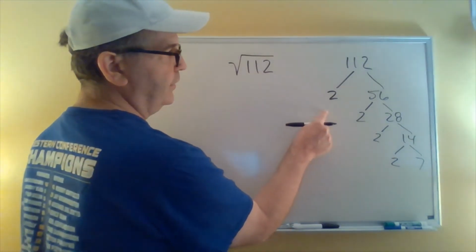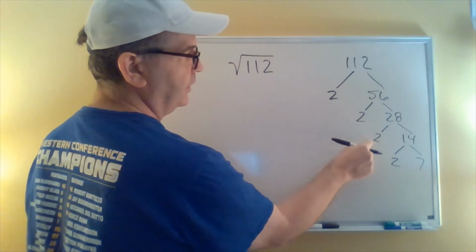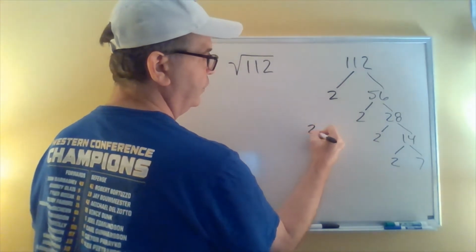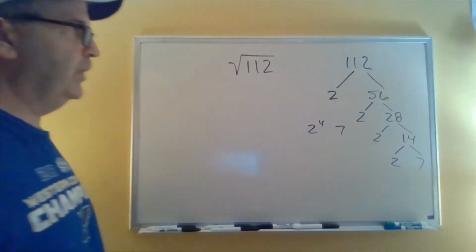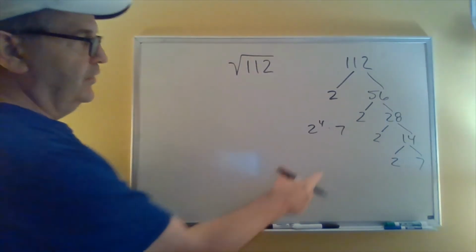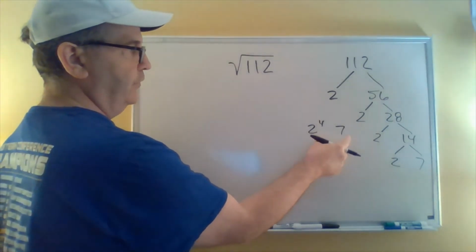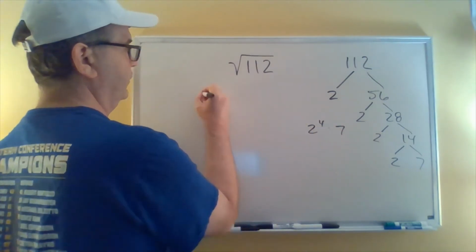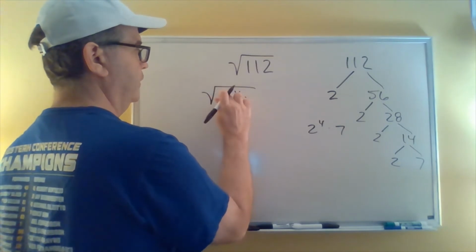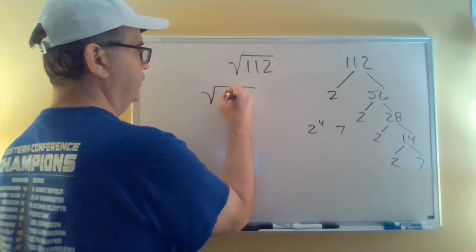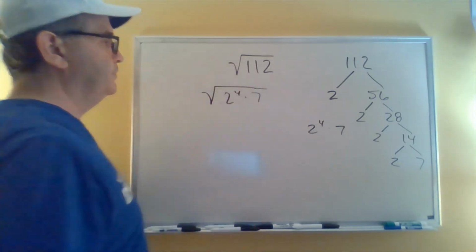So we can rewrite this. If we have 2 times 2 times 2 times 2, that is 2 to the 4th power times 7. 7 being a prime number, we can't break that down anymore. So now we know we can rewrite 112 as 2 to the 4th times 7. So let's go ahead and do that. So 2 to the 4th times 7.